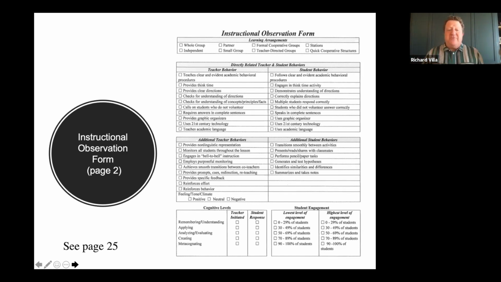In your observation, you may see a teacher teach clear and evident academic and/or behavioral procedures. You may not see that, but maybe simply by watching the students and seeing how they transition, how they participate in various activities like a literature circle, a cooperative learning group, et cetera, you know that they're following clear and evident academic behavioral procedures. So you may see it taught, you may see it followed, or one or the other.